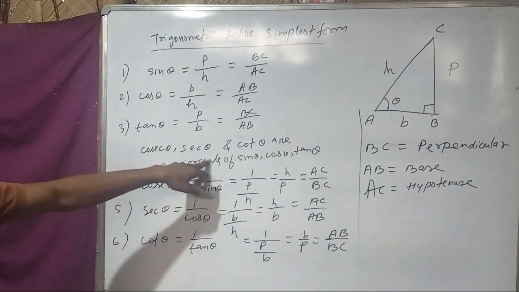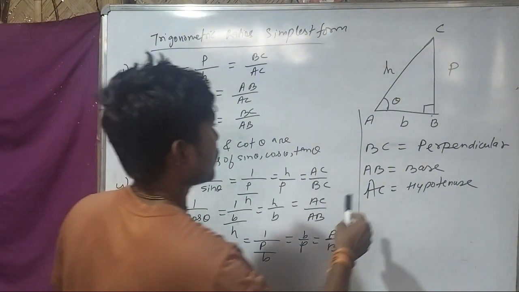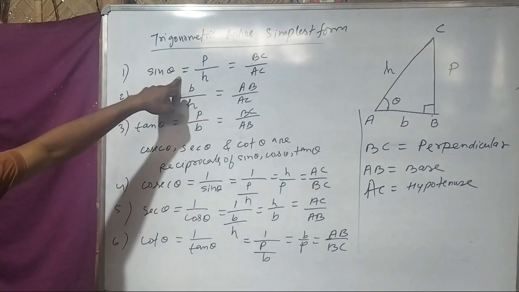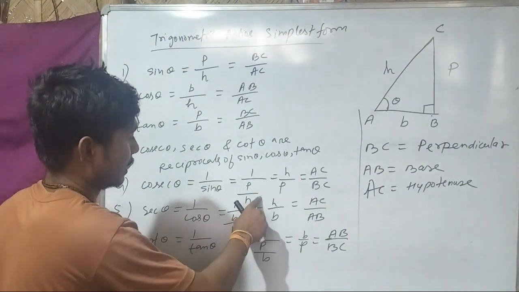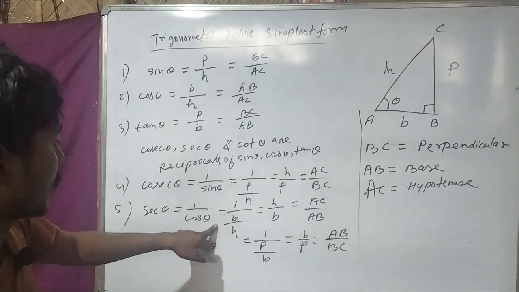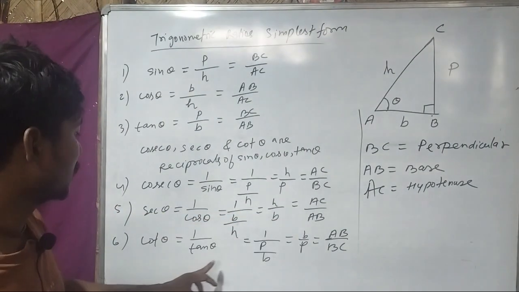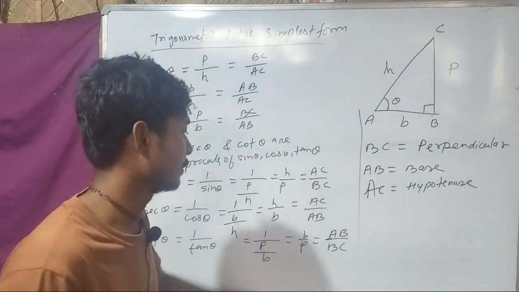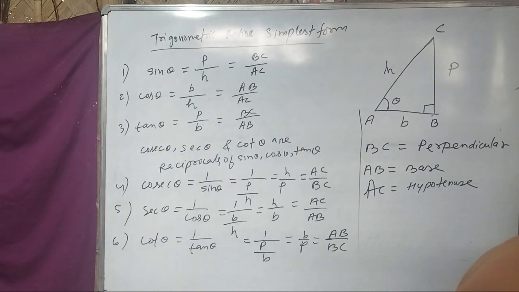Now cosec theta, sec theta, and cot theta are the reciprocals of sin, cos, and tan theta. So cosec theta is what? Reciprocal, 1 by sin theta. 1 by sin theta, you put it, you will get 1 by P by H, then it will go in the numerator. So H by P, that means AC by BC. Then sec theta, 1 by cos theta, 1 by B by H, that will be H by B, AC by AB. And cot theta, that is 1 by tan theta, 1 by P by B, that will be B by P, that will be AB by BC. Okay, so these are the simplest forms of the equations.